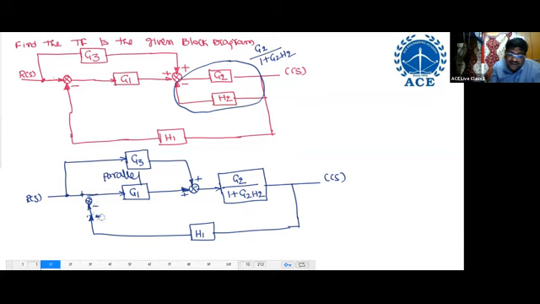Then where you have to shift this summing point? Your summing point should shift towards summing point, after the G1 is nothing but after the summing point. You have to shift summing point ahead of G1, because any two summing points are adjacently placed. So we can interchange it.